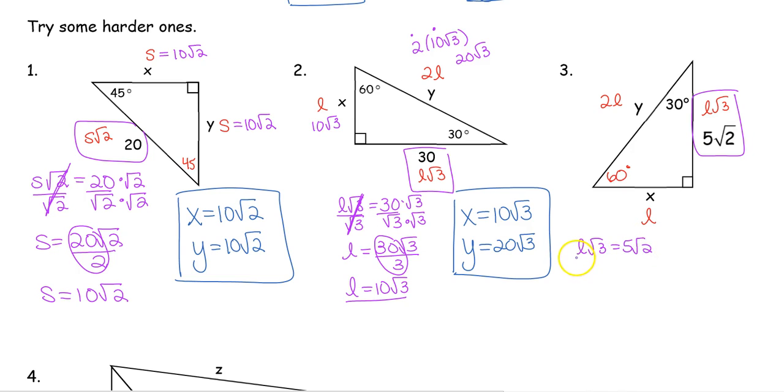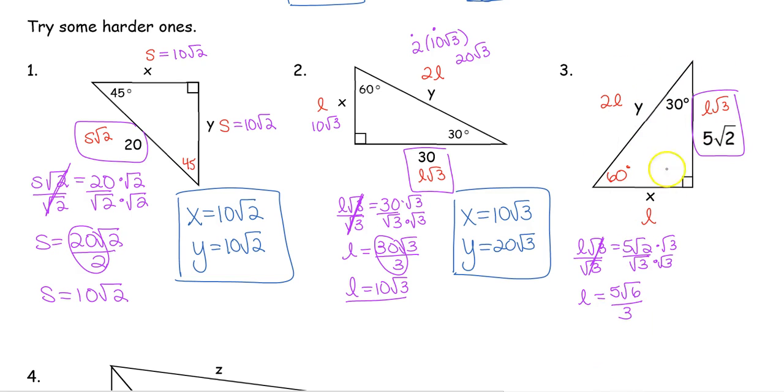If I don't have L, the first thing I do is start by solving for L. So we divide by root 3. Those cancel. We have the radical on the bottom again. That's our problem. We need to rationalize. This time when I look at it, I have a 2 inside and I've got a 3 inside. So L is equal to 5 root 6 all over 3.